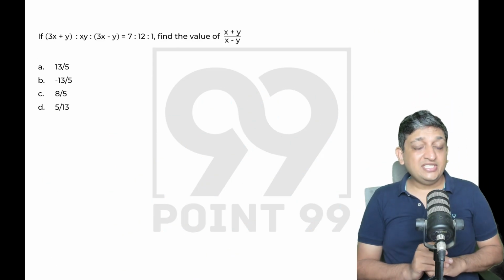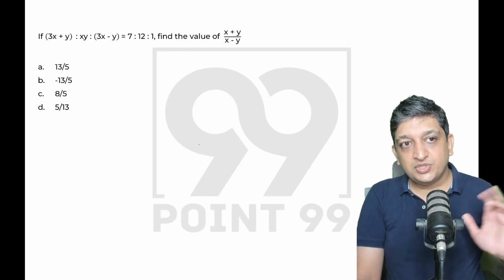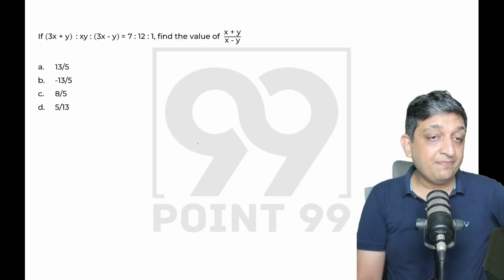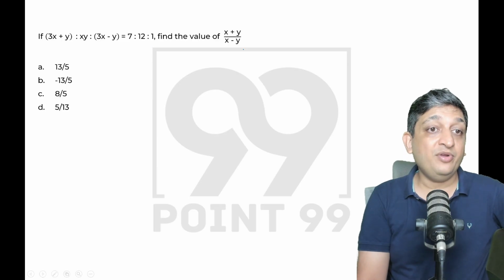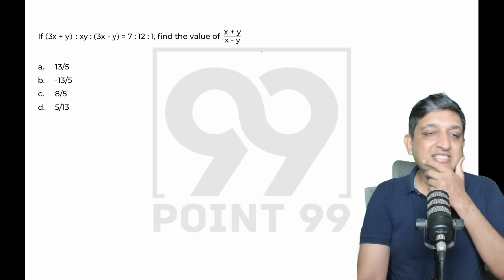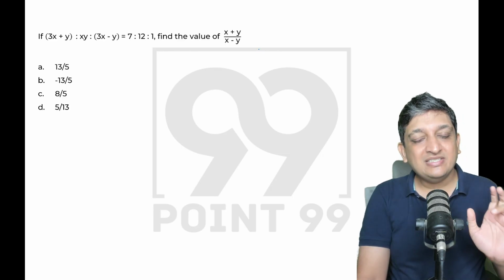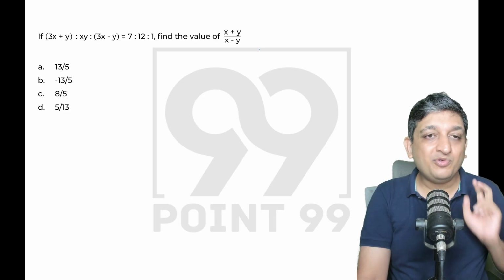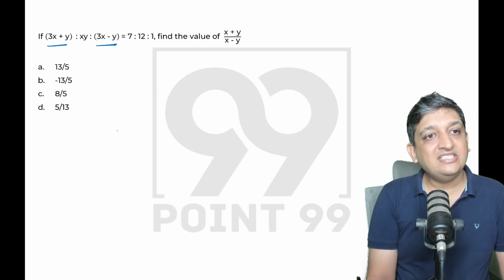Now, this is basically a question that you can try out on your own and then have a look at the solution that we have. So if 3x plus y is to xy is to 3x minus y equals 7 is to 12 is to 1, you have to find (x plus y) upon (x minus y). Now you have to understand one small thing. I have many equations, but I need two equations to find the value of two variables. So instead of going for all of this, what if we just look at this part?